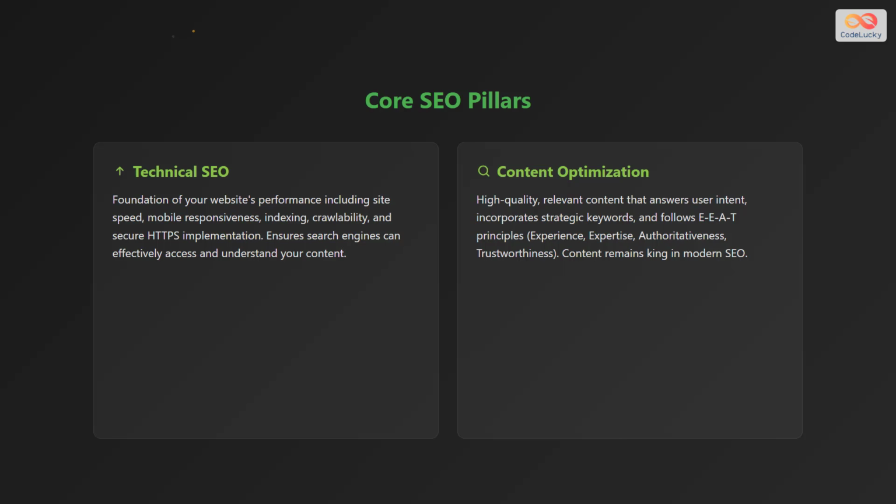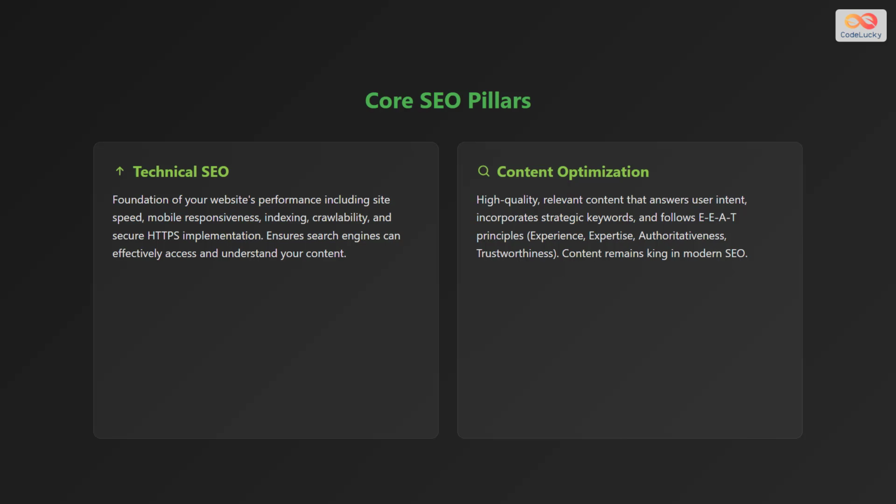The foundation of any successful SEO strategy rests on three core pillars: technical SEO, content optimization, and link building. Technical SEO involves optimizing the foundation of your website's performance. This includes site speed, mobile responsiveness, indexing, crawlability, and secure HTTPS implementation. This ensures search engines can effectively access and understand your content.